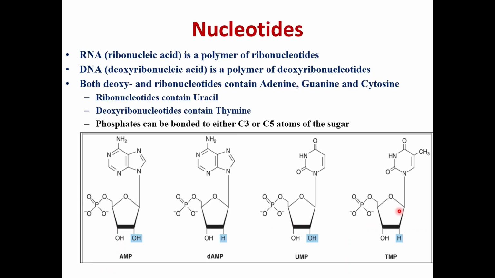Now coming to RNA: ribonucleic acid is the polymer of ribonucleotides, and DNA is the polymer of deoxyribonucleotides. Both deoxy and ribonucleotides contain adenine, guanine and cytosine. Ribonucleotides contain uracil, deoxyribonucleotides contain thymine. Phosphates can be bonded to either C3 or C5 atoms of the sugar.